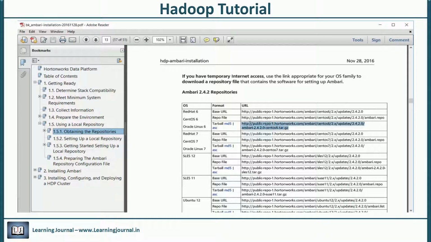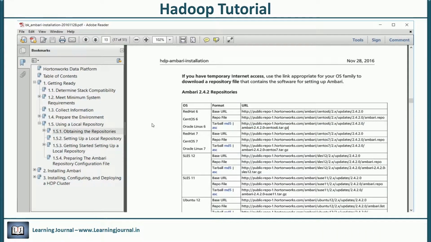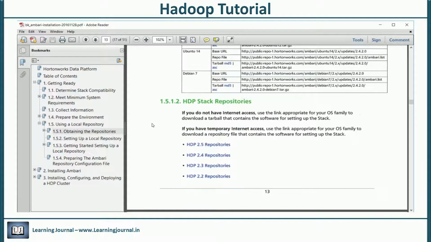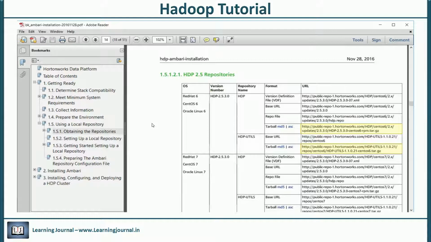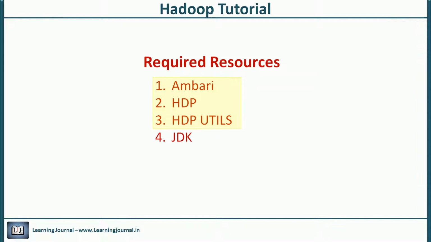So, for CentOS 6, this one is the link for Ambari. Copy this link and download it using your preferred download method. After completing your Ambari download, you can move to the HDP stack repositories. Copy the link for HDP and HDP utils and download them as well. These 3 files are altogether 7 GB in size, so it's going to take some time to complete these downloads. If your network is slow or not stable, you can use a download manager.